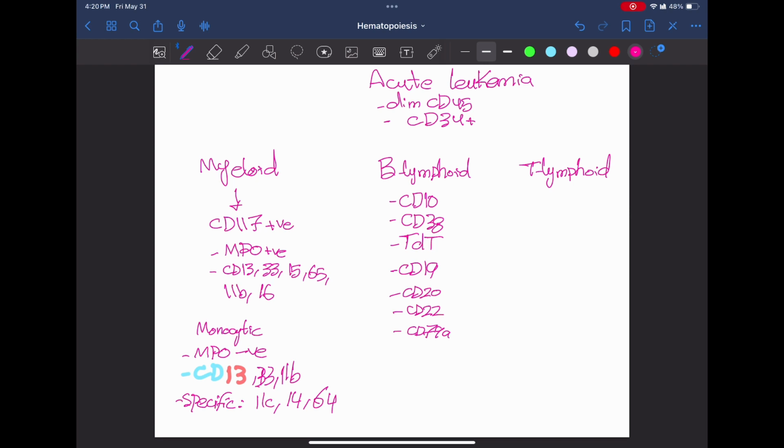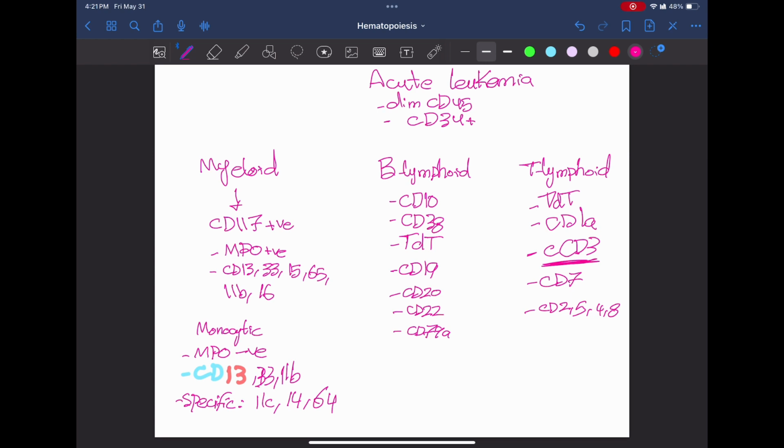As for T lymphoid, these can be dim CD45, CD34 positive, CD38 can be positive. TdT is a good marker of immaturity. Another good marker of immaturity is CD1a. A marker that is present throughout T cell maturation is cytoplasmic CD3, and this is the most specific marker for T cell differentiation. Most cases of T lymphoblastic leukemia lymphoma show CD7 expression as well, so CD7 is a very good marker. Additional T cell markers are helpful, like CD2, CD5, CD4, and CD8.